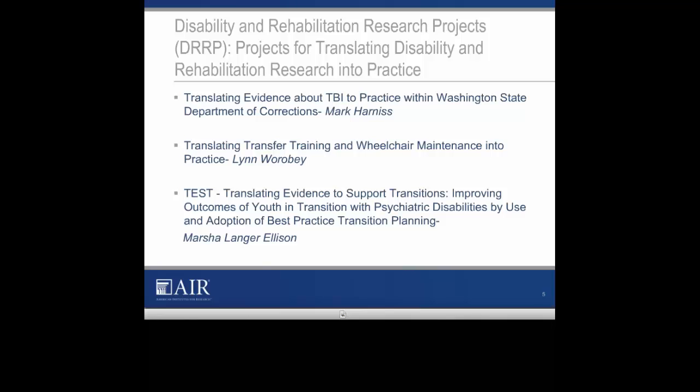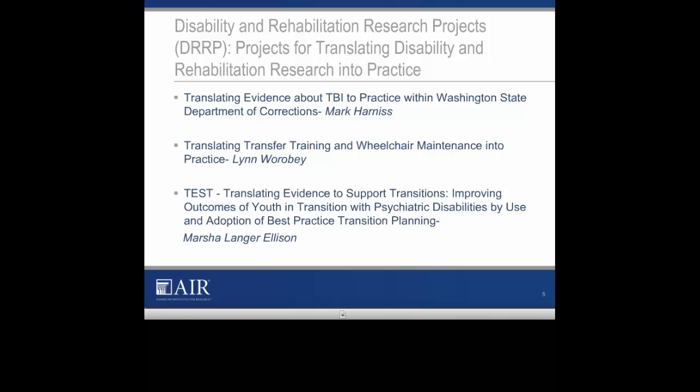One of them that we're going to hear from first in a minute is translating evidence about traumatic brain injury to practice within the Washington State Department of Corrections, which sometimes people call the DOC. We'll hear from Mark Harness from that award. After Mark is done, Lynn Warraby is going to explain what is going on with the project Translating Transfer Training and Wheelchair Maintenance into Practice.